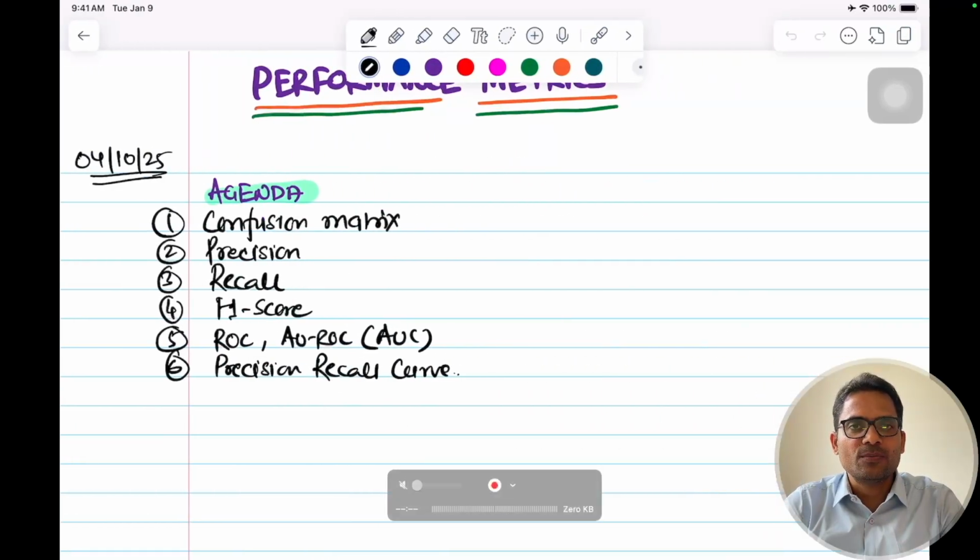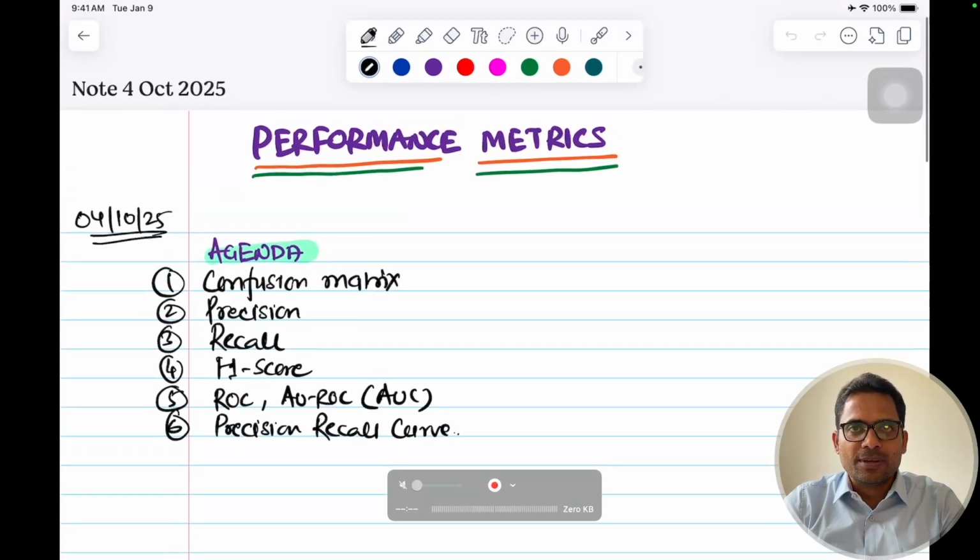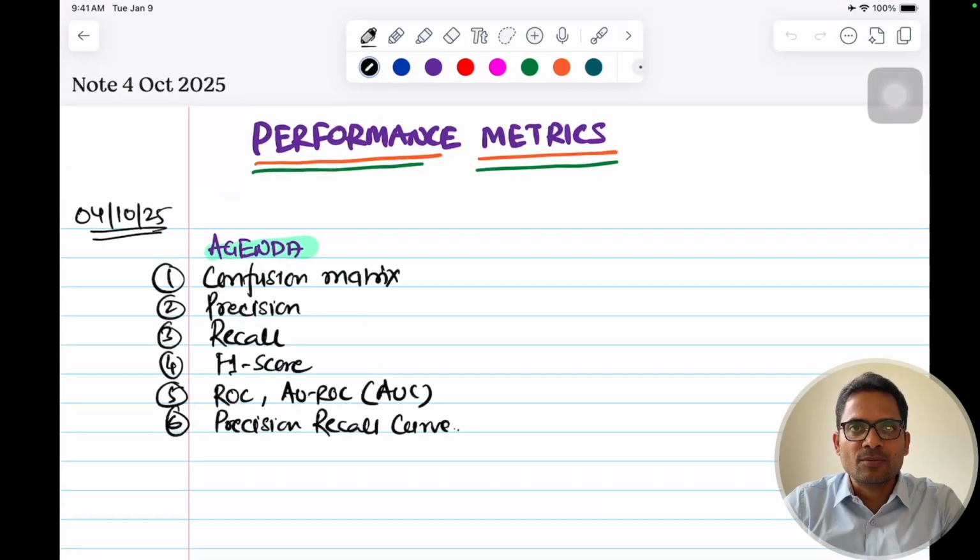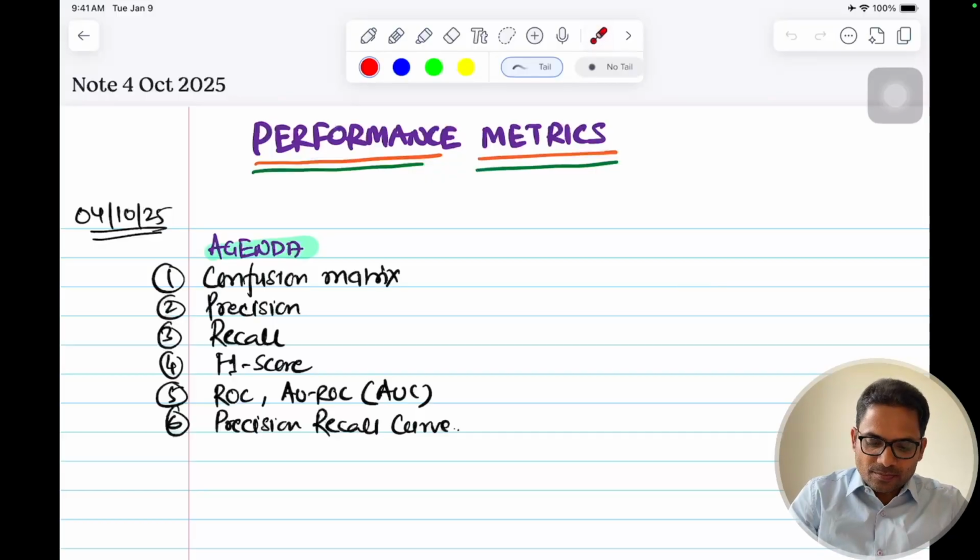In this video, we are going to discuss various performance metrics that are used to evaluate machine learning models. So I hope the screen is visible. Let's set up the agenda first. So these are the performance metrics.